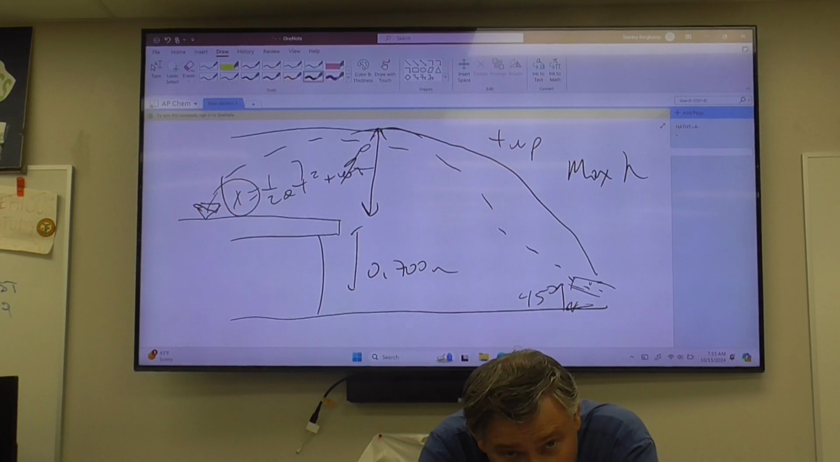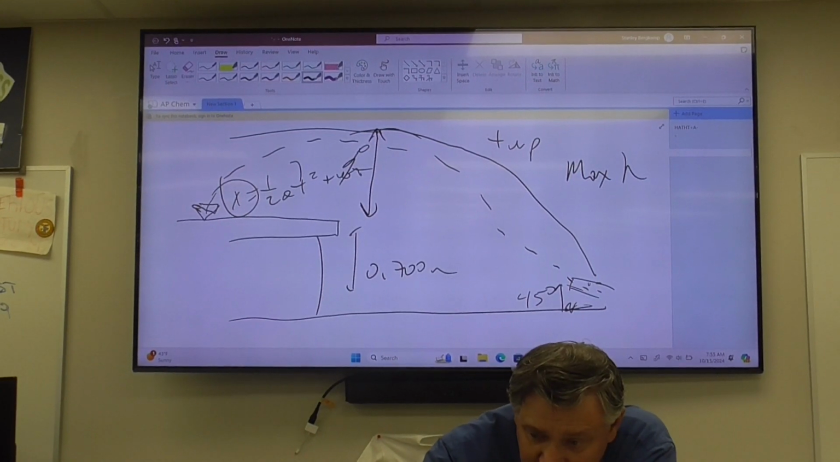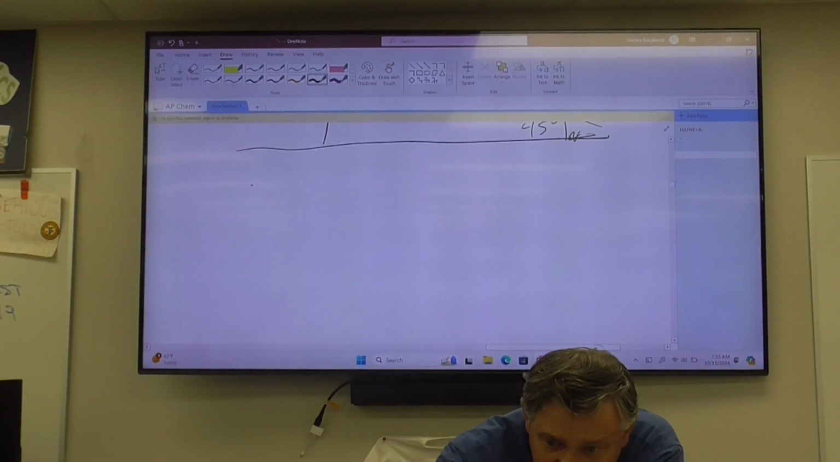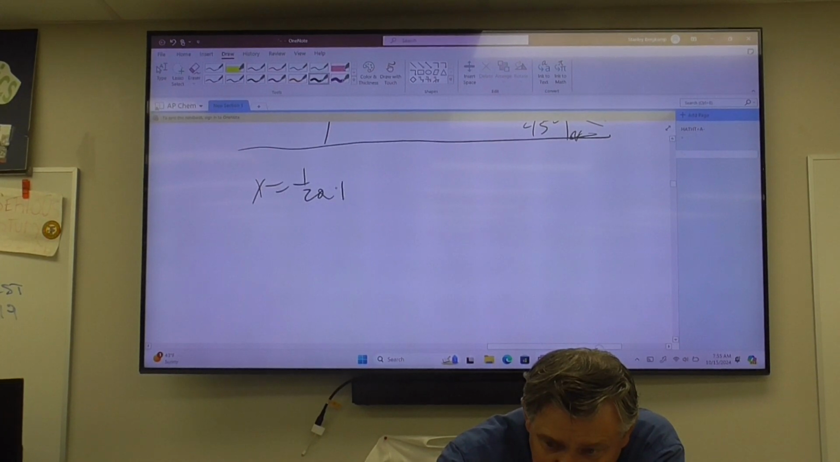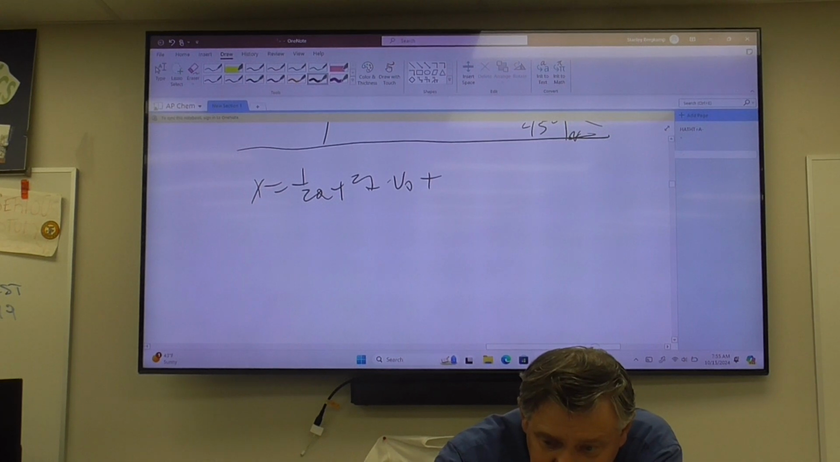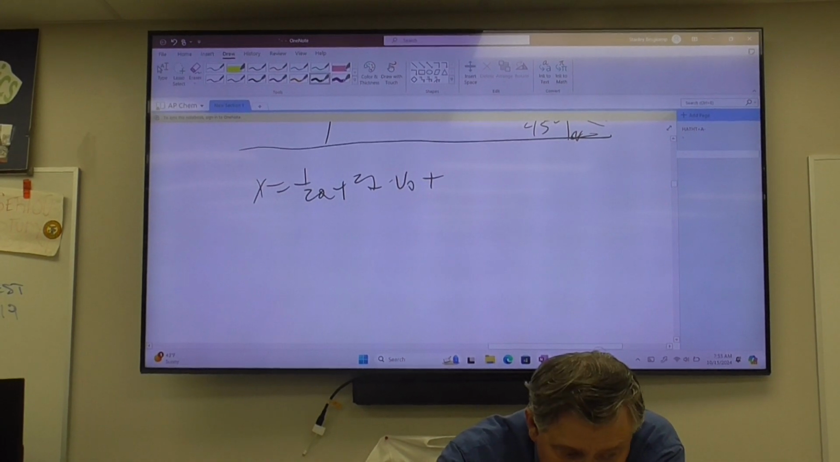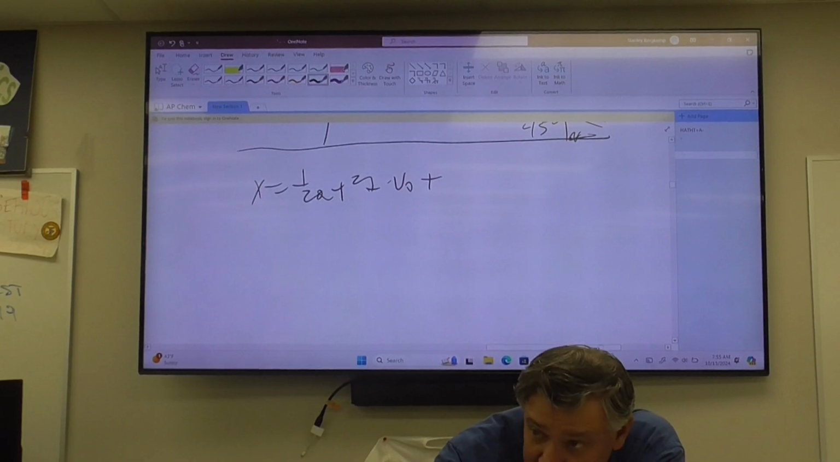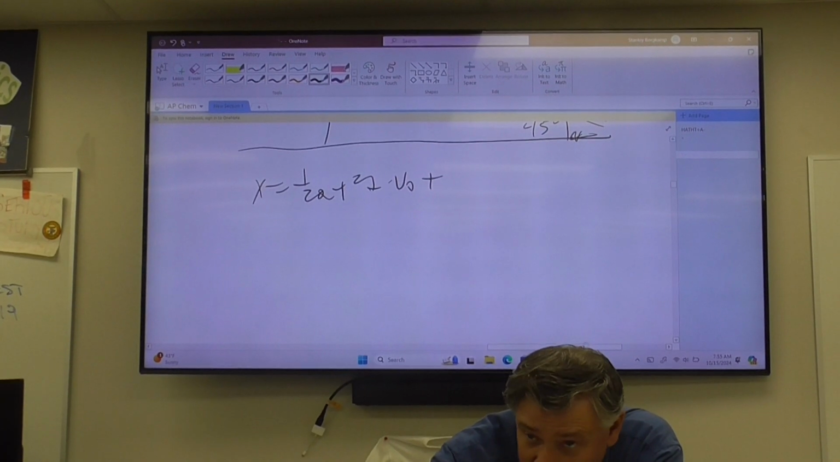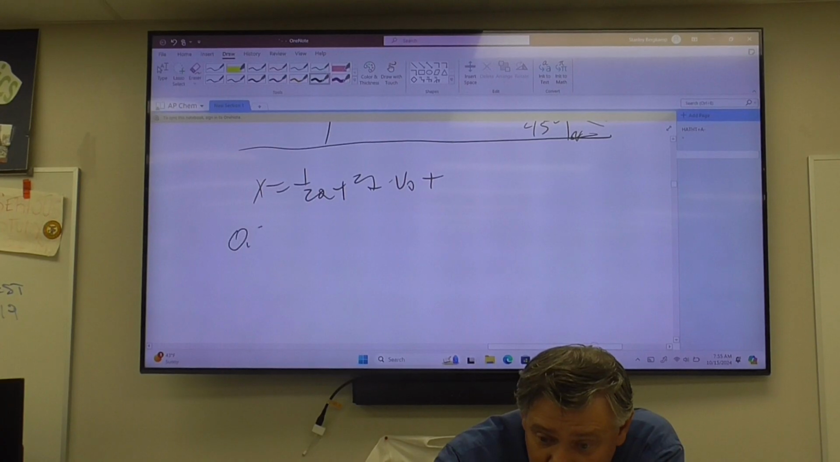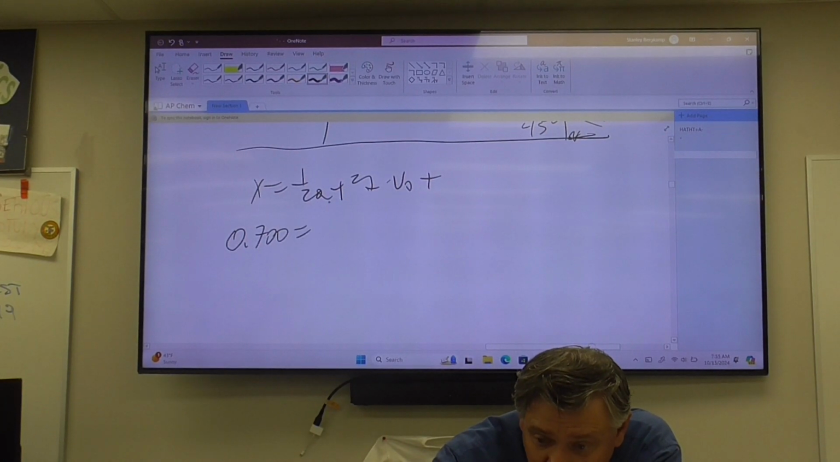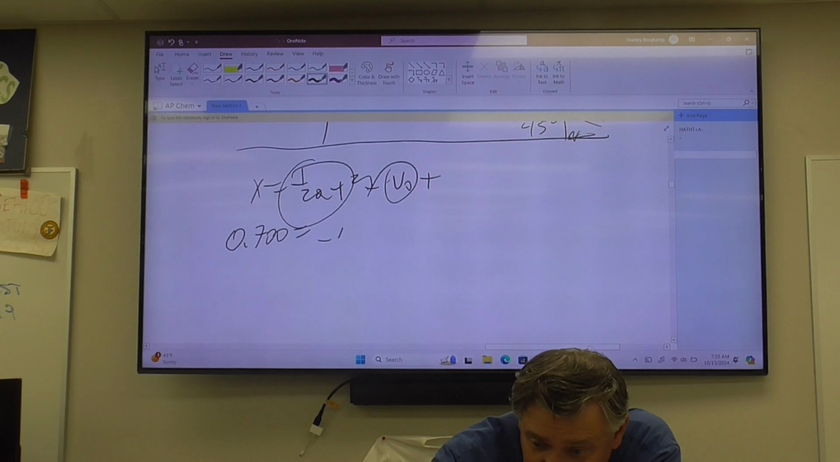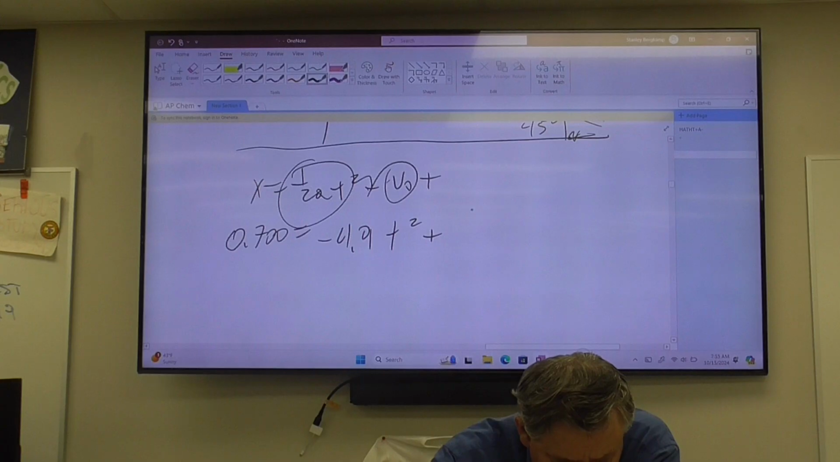That's one option. The other option is that you actually work it as a quadratic. If you look at x equals 1/2 at squared plus v naught t, you know what you want your x to be. This is going to be your vertical component. This isn't like the x stays in the x. So you want this to be 0.7 meters. You know the acceleration, you know your vertical velocity, so you're going to have negative 4.9 times t squared plus that v naught of, what is it, 5.66? Yeah.